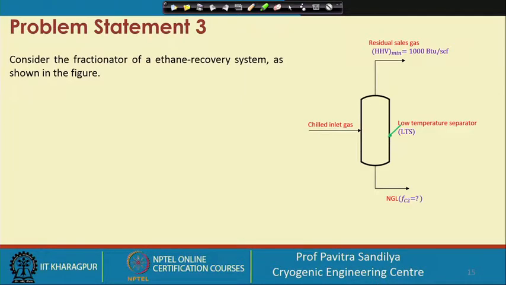Now, we come to another problem. In this problem, we have ethane recovery in the fractionator. Here we are considering that we already have the chilled gas, and as we have studied earlier, the inlet feed gas comes through a propane chiller and is also chilled by the vapor residual gas. From that we get this chilled inlet gas, and that goes to a fractionator, and here on top we get the gas, and from the bottom we get the NGL.